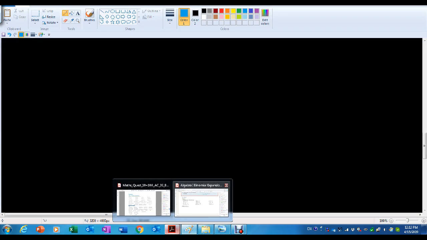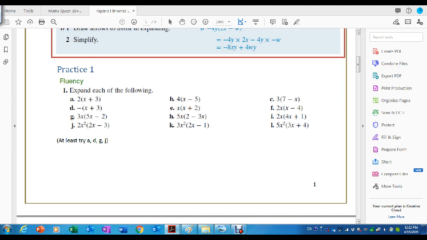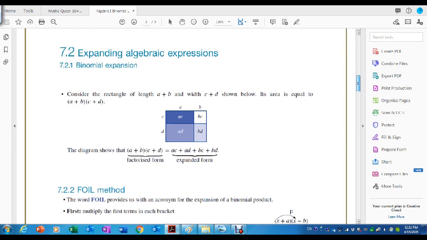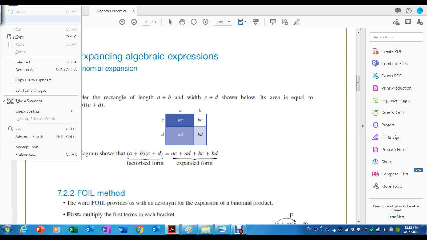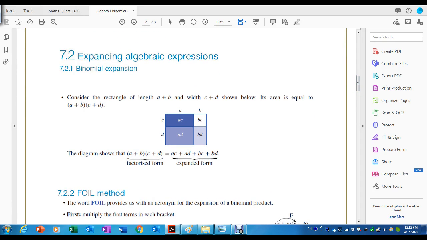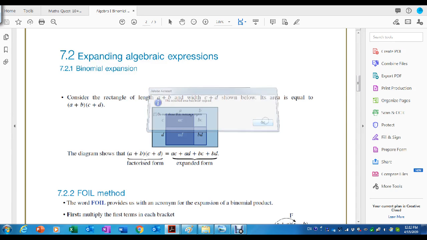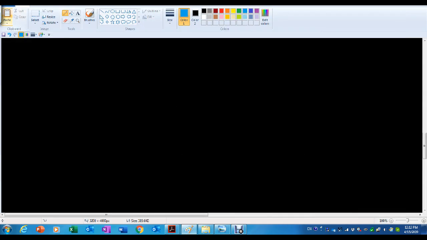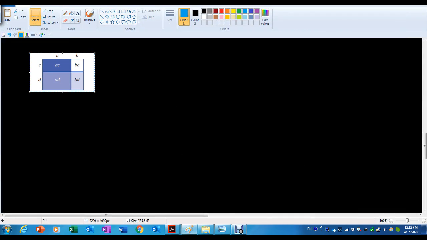Alright, so how about if we are not using numbers, if we use letters? That's what I show you in our notes. So you see this one.